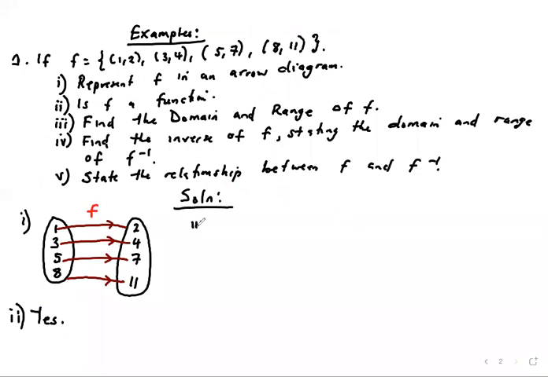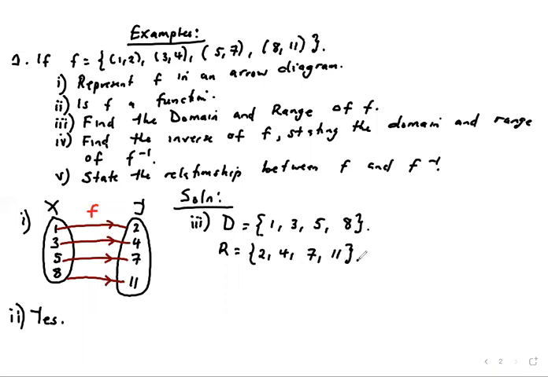Three, find the domain. The domain of this type of function, you get this set here, is what you call the domain, the X values. So it will be 1, 3, 5, 8. And the range, the Y values, will be 2, 4, 7, 11. That's all.